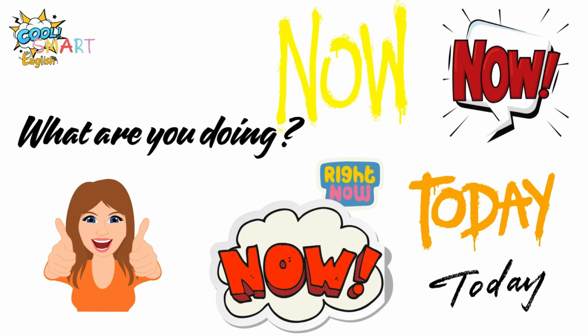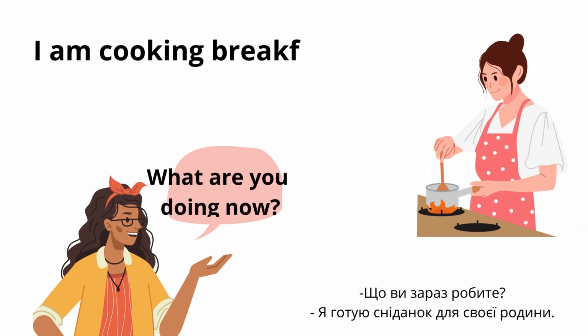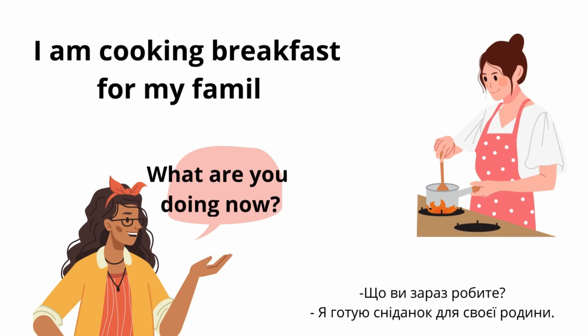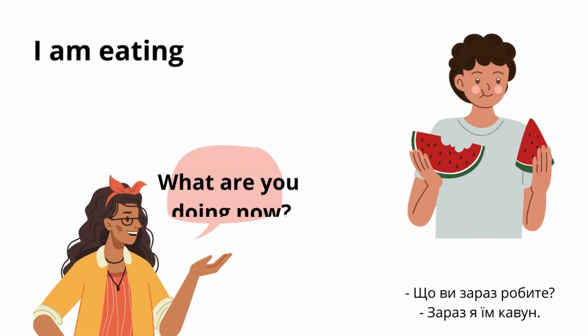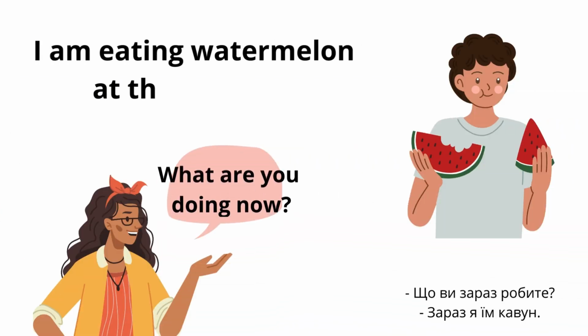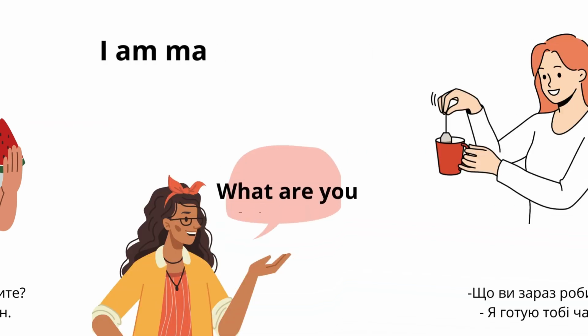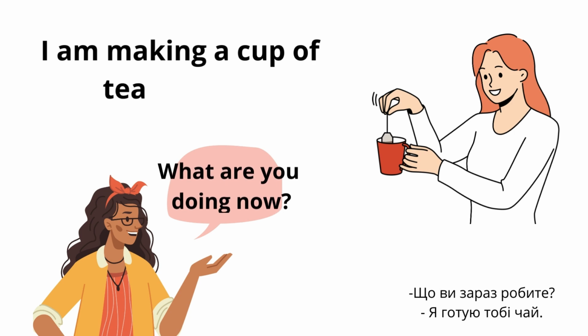Today? Now? Right now? Part 1. What are you doing? I am cooking breakfast for my family. What are you doing? I am eating watermelon at the moment. What are you doing? I am making a cup of tea for you.